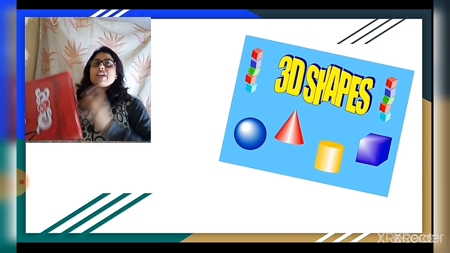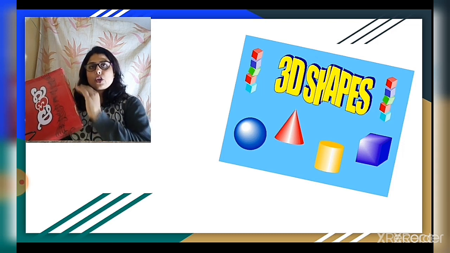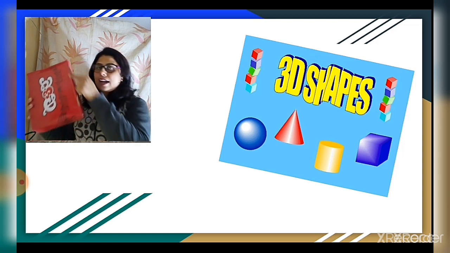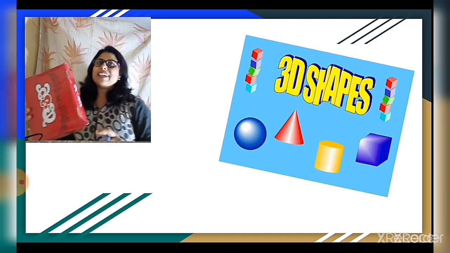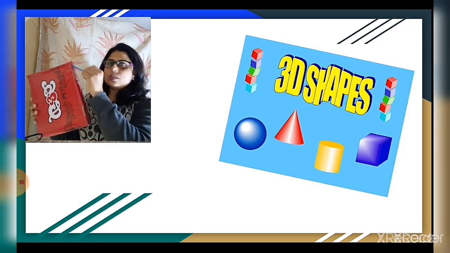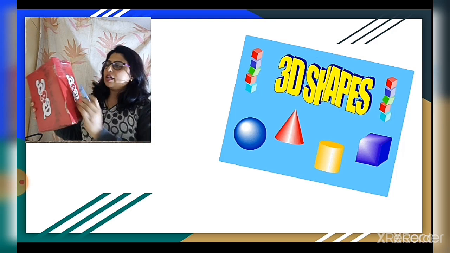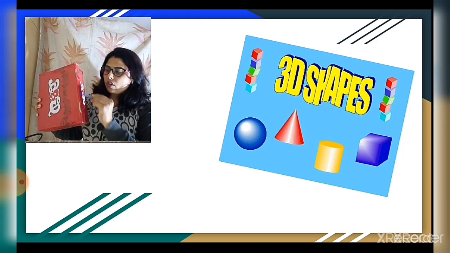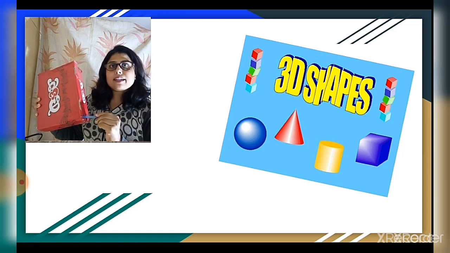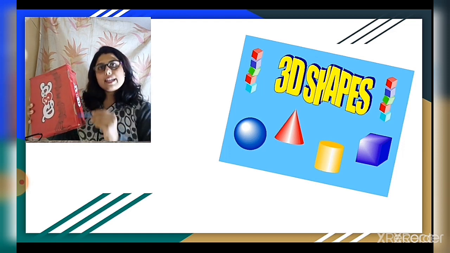And where two faces join together, that line segment is called edges. Yes, exactly. So this is edges. Here this face and this face are meeting together and forming an edge. So this is called edges.